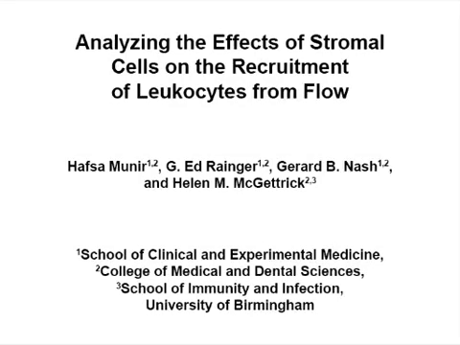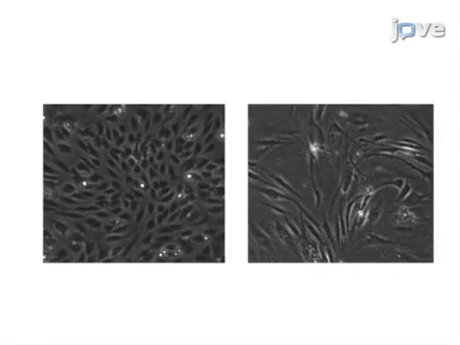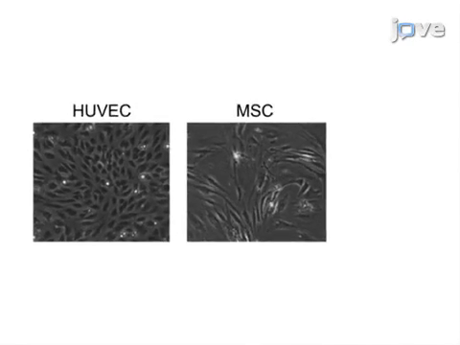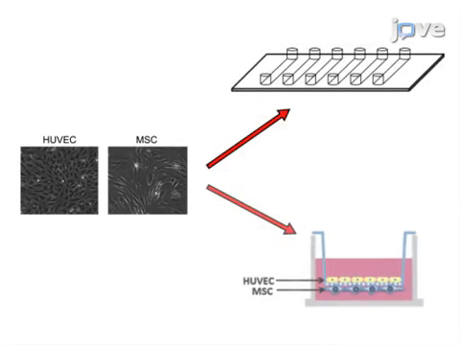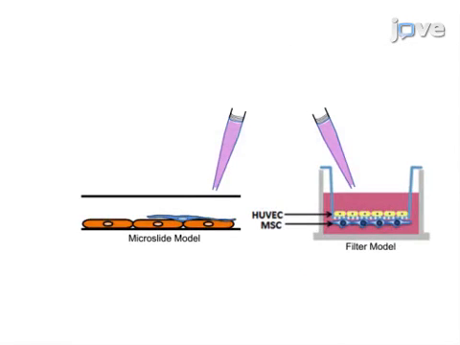The overall goal of this procedure is to examine how tissue-resident cells influence the ability of vascular endothelial cells to support the recruitment of leukocytes during inflammation. This is accomplished by first establishing co-cultures of endothelial cells with mesenchymal stem cells, using one of two in vitro vascular models, the microslide model and the filter model. These cultures are then treated with cytokine prior to the flow assay.